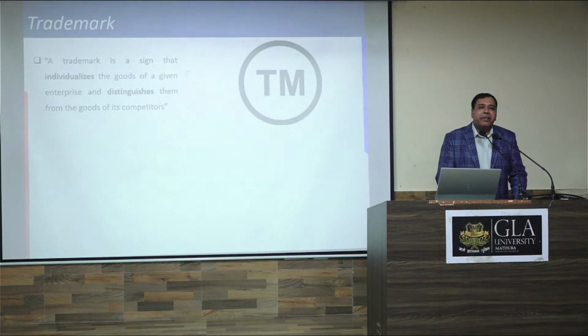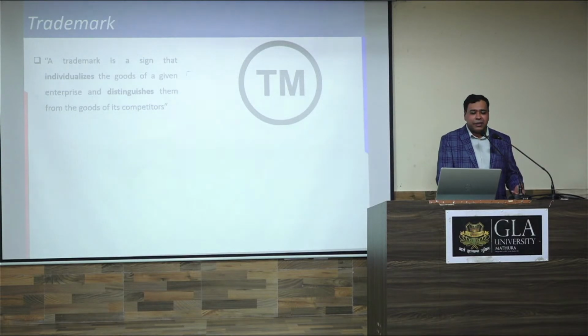Next kind of IP right is trademark. Again, a startup or an entrepreneur may like to protect their brand, and primarily a trademark would be defined as a sign that individualizes a good or a service. So there's a mark which individualizes a good or a service and distinguishes it from others. So there are two things. One is it has to individualize a particular good or a service, and it is able to distinguish it from the others.